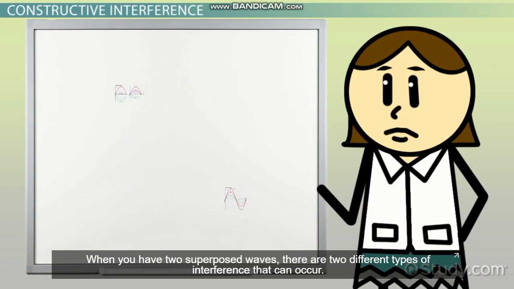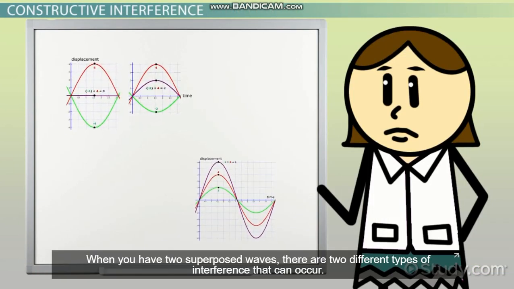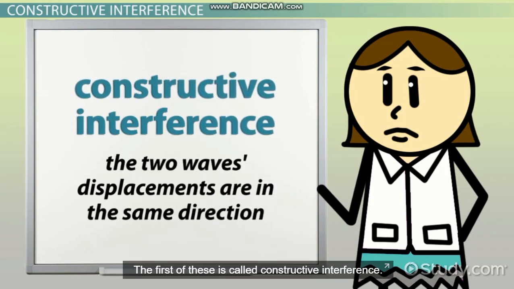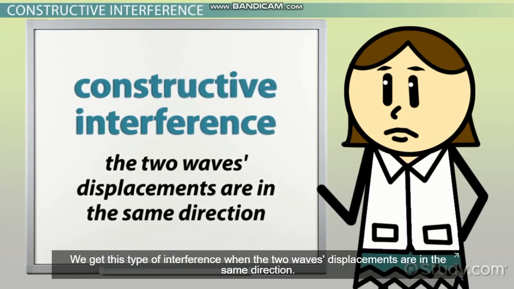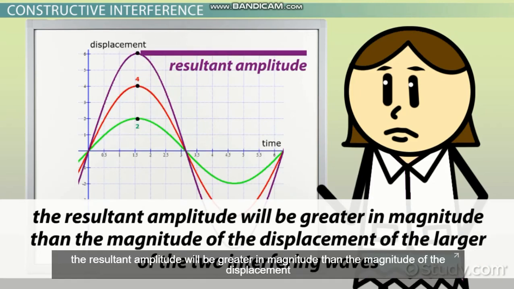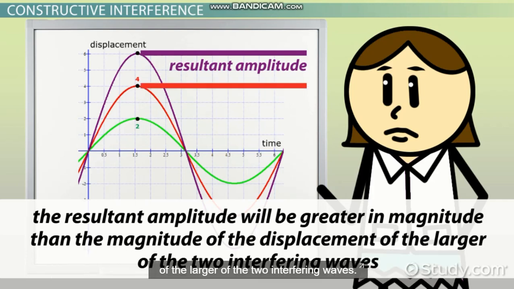When you have two superposed waves, there are two different types of interference that can occur. The first of these is called constructive interference. We get this type of interference when the two waves' displacements are in the same direction. With constructive interference, the resultant amplitude will be greater in magnitude than the magnitude of the displacement of the larger of the two interfering waves.